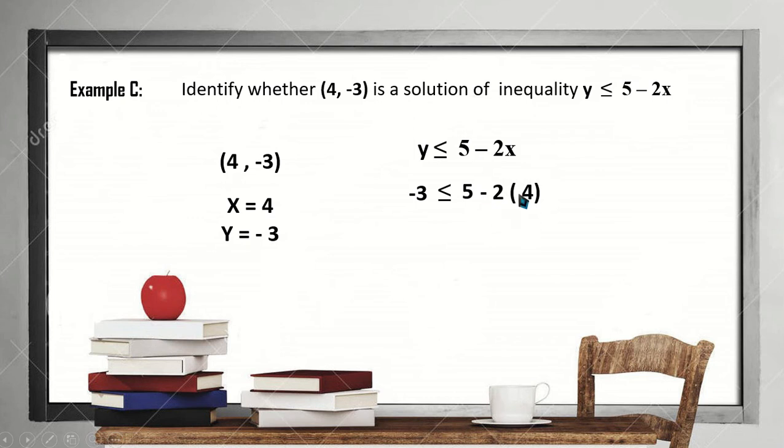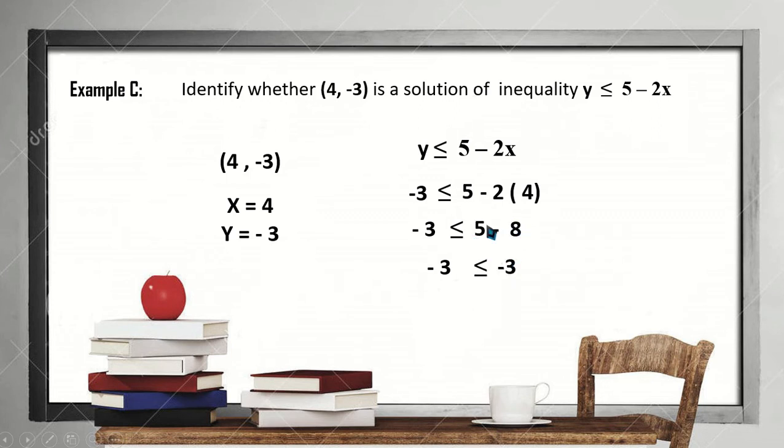So, we have negative 2 times 4. And then, bring down. So, bring down ulit. Simplify natin ito. So, negative 2 times 4, we have negative 8. Less than or equal to 5 minus 3. Subtract natin. That is negative 3.